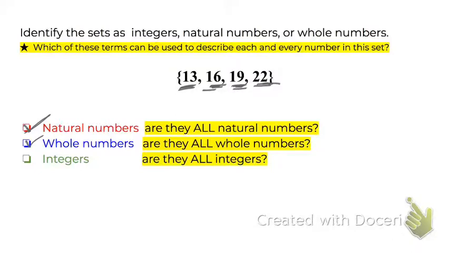And then integers. Each of these is an integer. Integers are positive numbers. This is an integer. This is an integer. It also includes 0, if they gave us that. It also includes negative numbers. But it doesn't have to have a negative number and 0 in order to say that these are also all integers.